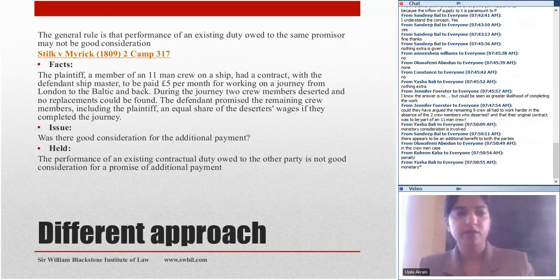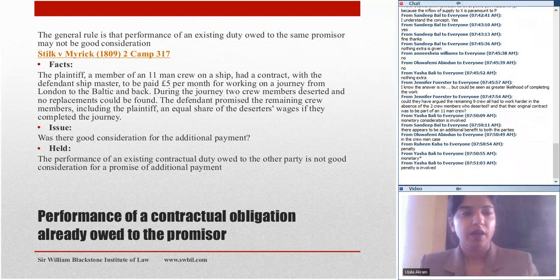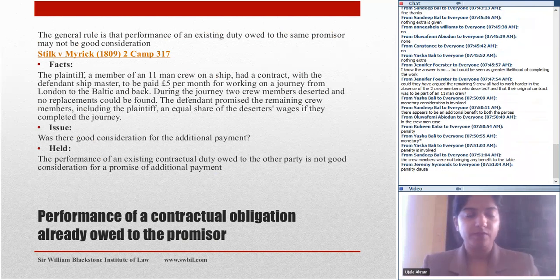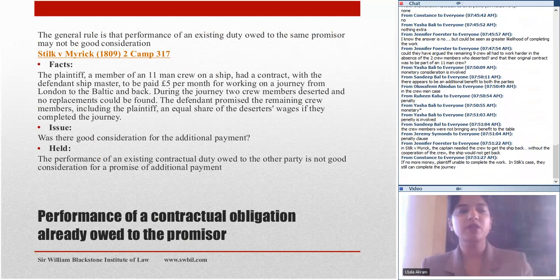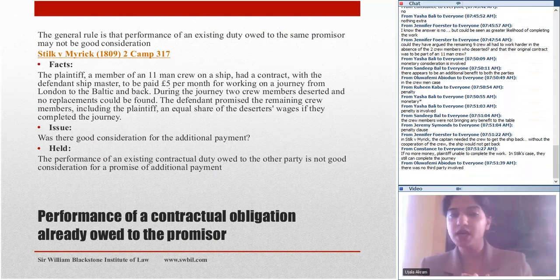So here, let's go back to Stilk versus Myrick. It was an 11-man crew on a ship. So the plaintiff who sued was one of the 11-man crew members. And during the journey, 2 crew members deserted. So therefore, the defendant promised the remaining crew members, including the plaintiff, an equal share of the deserted wages if they completed the journey. They were already under the obligation to work during the whole journey.